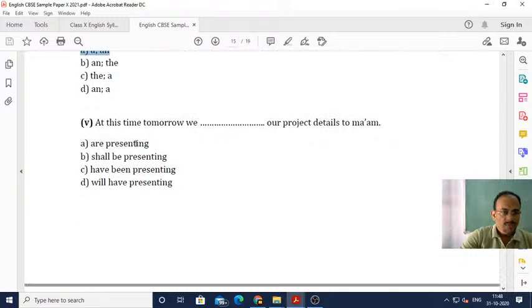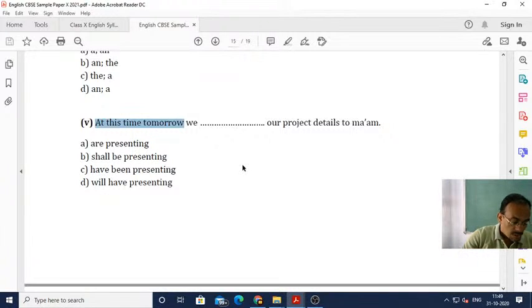Next, at this time tomorrow we dash our project details to madam. We are presenting, we shall be presenting, we have been presenting, we will have presenting. So, Yog is saying A.